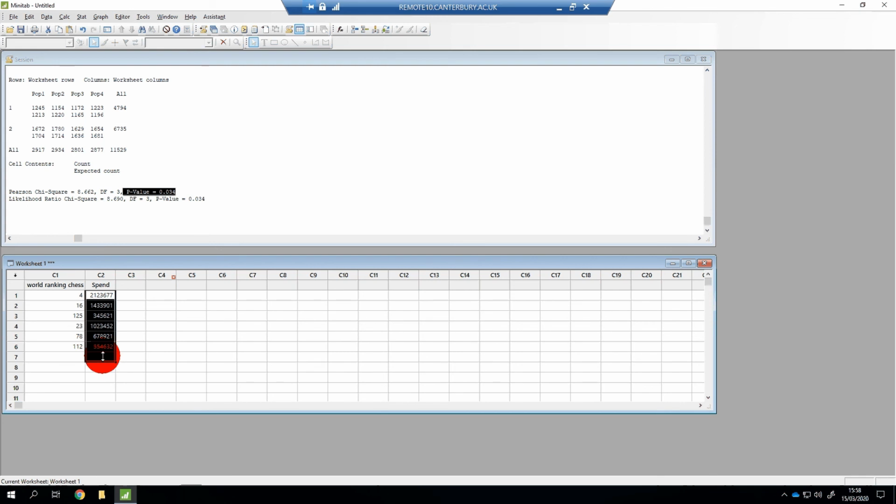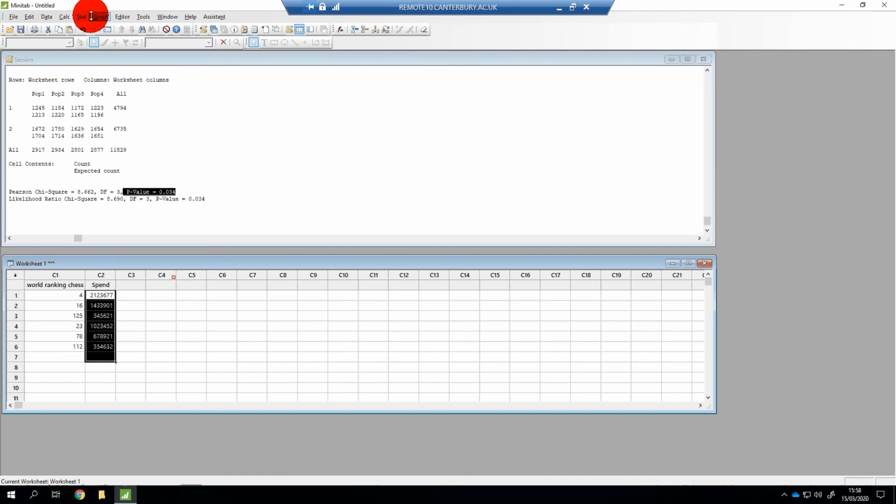Like with all the other tests we've seen so far, there are parametric and non-parametric correlation analyses. So there are tests you can use if the data fit the assumptions of a parametric analysis, and those you can use if they don't. In this case, we have to check both of these variables for normality to see if we can use a parametric correlation analysis. So let's first look at the world ranking of chess.